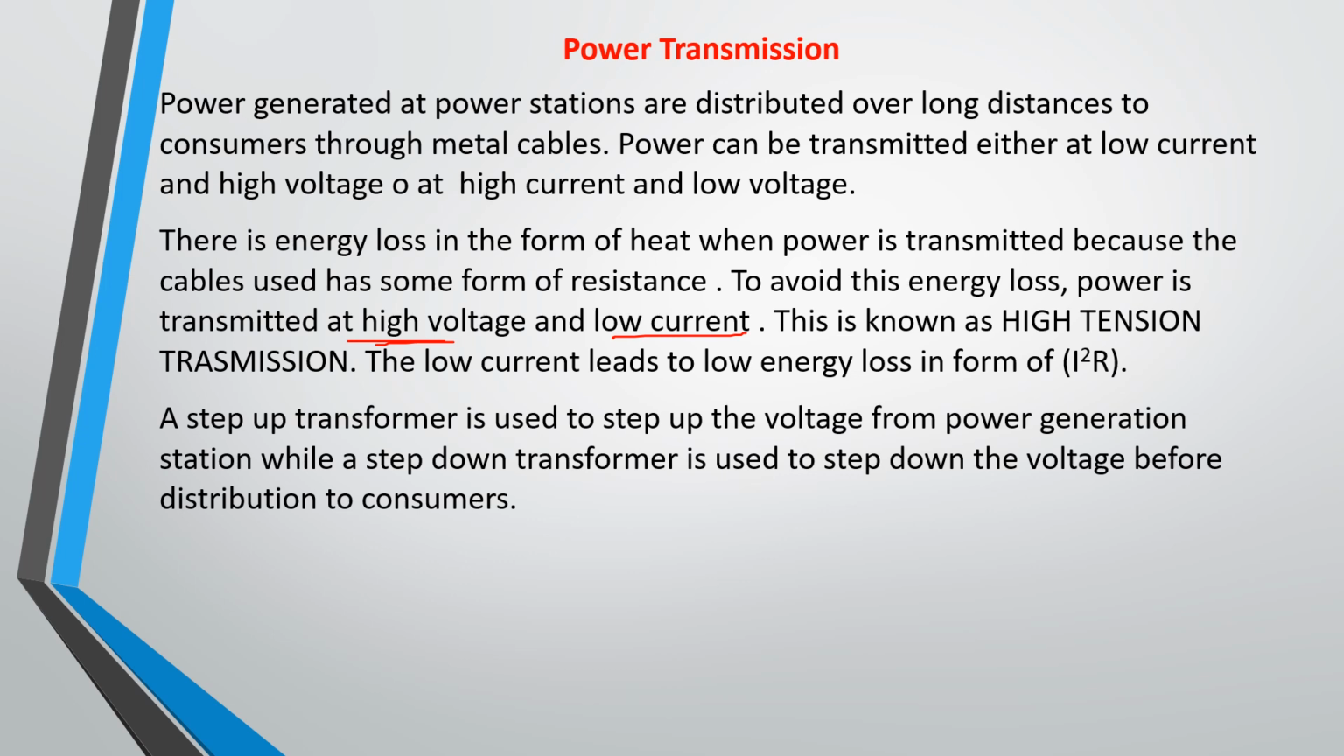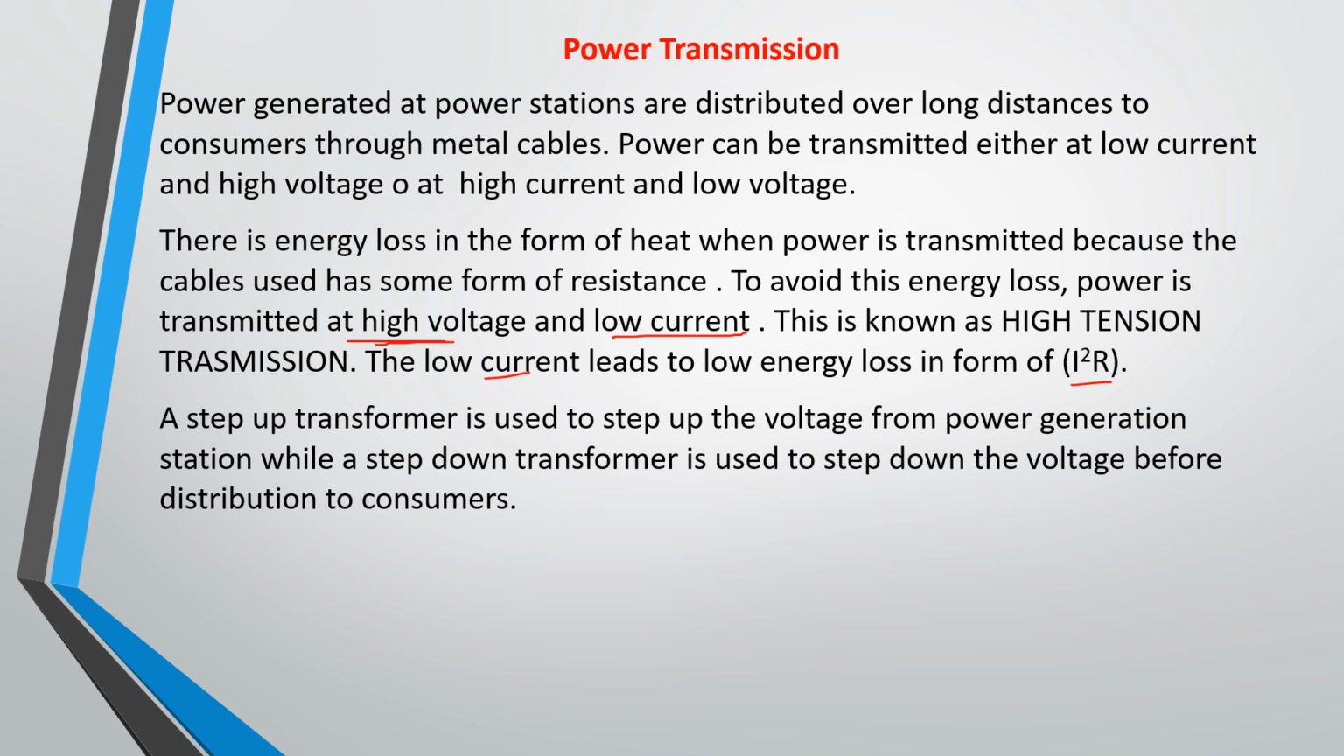So the low current leads to low energy loss in the form of heat, right? So that's what I've stated here now. All right, so in most cases this high energy is transmitted. A step-up transformer is used to step up the voltage from the power generation station, while a step-down transformer is used to step down the voltage before distribution to customers.